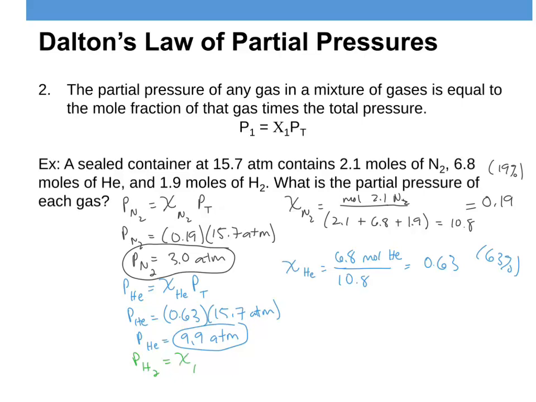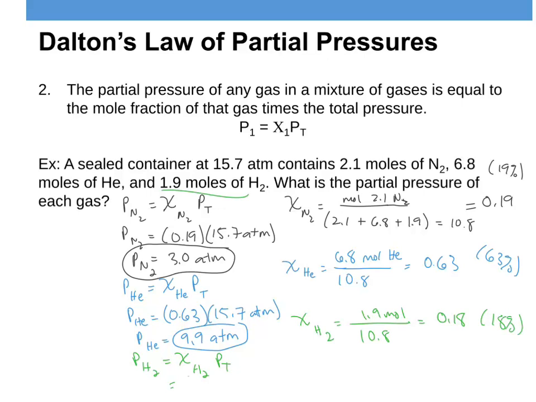So here's my chi, my mole fraction of H2, total pressure. What is my mole fraction of H2? Well, let's solve it. It's 1.9 moles of H2, right? Because that's what it says up here. Divided by that 10.8, which is the total moles. And that's going to give me 0.18, or in other words, 18% of my mixture.